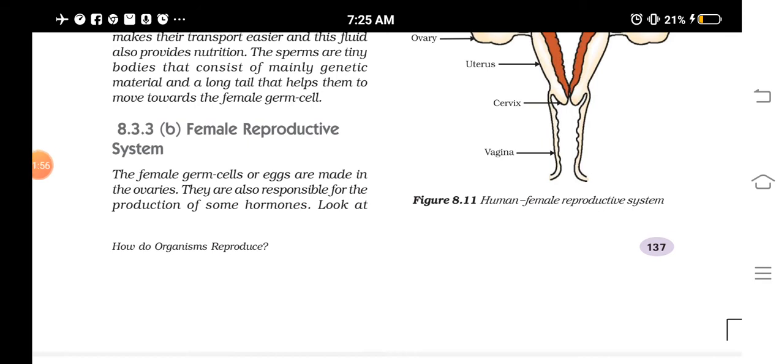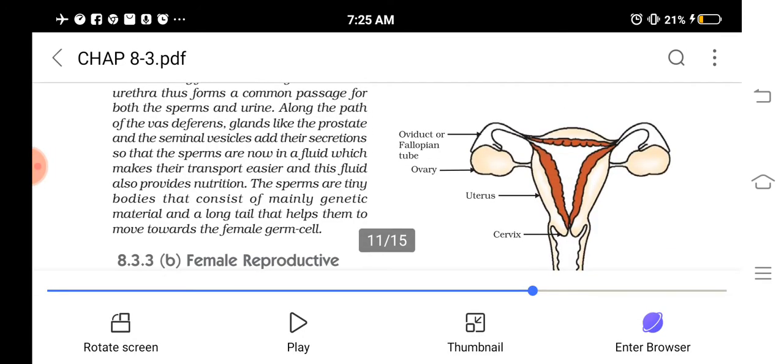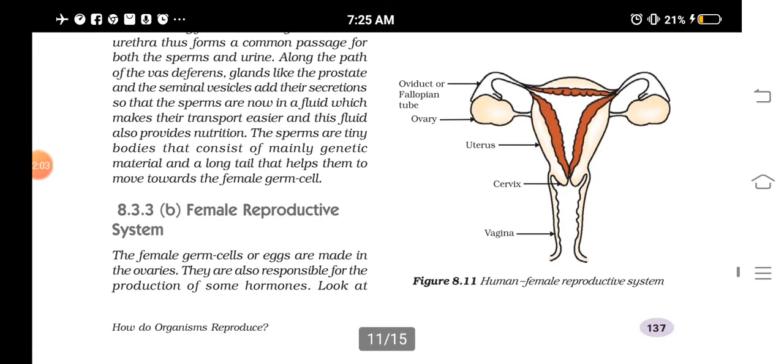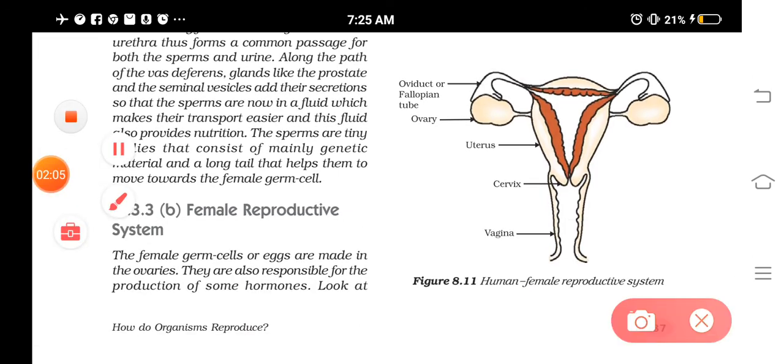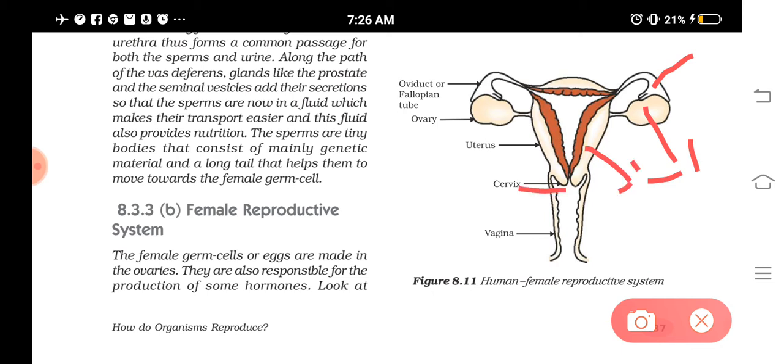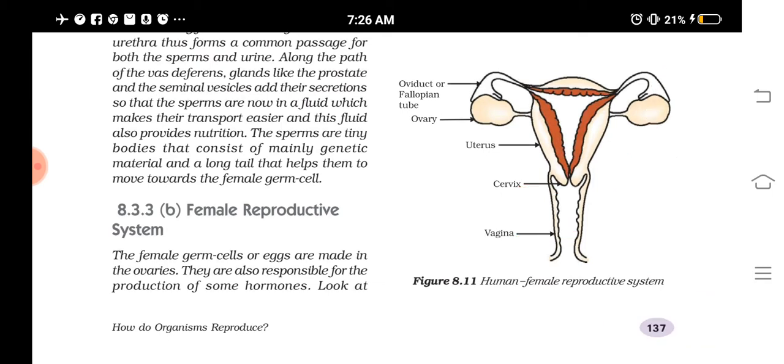Today we are going to study about the female reproductive system. So the female reproductive system mainly consists of a pair of ovary, then oviduct, the uterus, cervix, and vagina. So these are the parts of what? Female reproductive system. The various parts of female reproductive system are what? A pair of ovaries, then oviduct, uterus, cervix, and vagina.